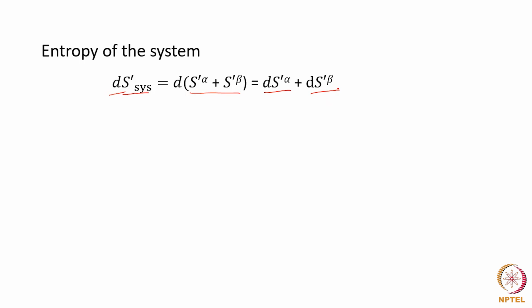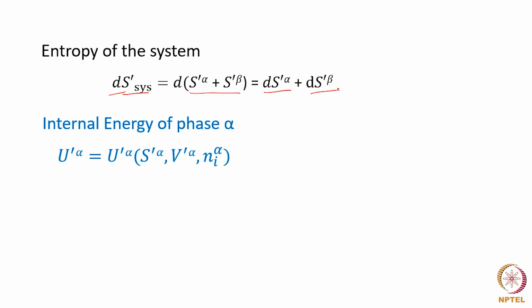This is within the system, and we can write the internal energy of phase alpha as follows. U alpha, which is the extensive variable, is written as a function of entropy, volume, and the number of moles of species i in alpha. If there are C number of species, then we consider this variable to be going from i equal to 1 to C, where C is the total number of species.